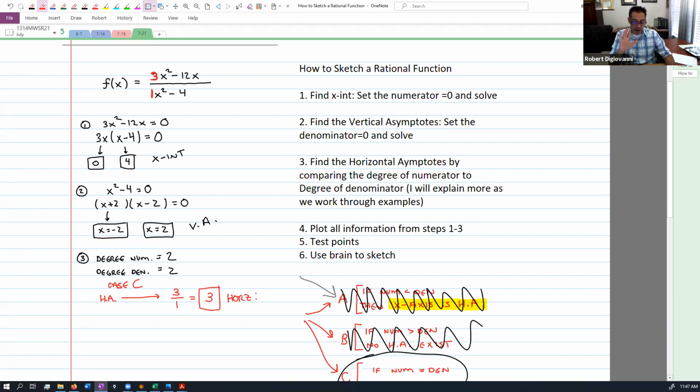So again, I can't stress this enough. If the degrees are equal, you're actually going to look at the numbers in front of those powers of x, 3 over 1. That's the only time you ever look at these numbers, is when these degrees are the same. If the degree on top is smaller than the bottom, then we know it's the x-axis. That's what we did a bunch of problems like that. It's only when they're equal that we look at the numbers in front.